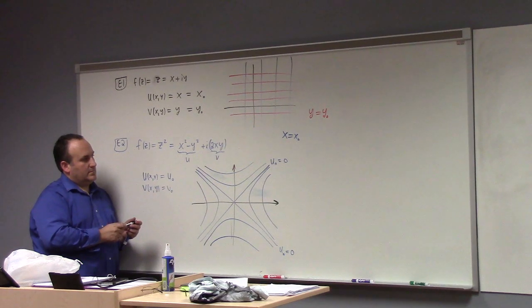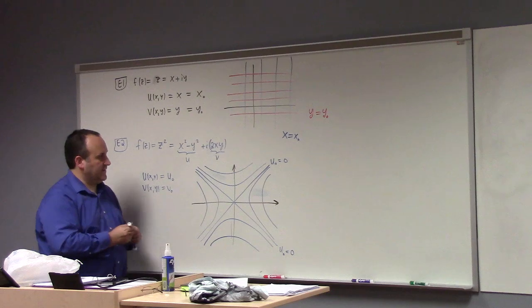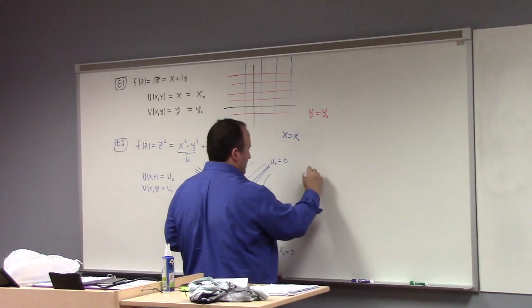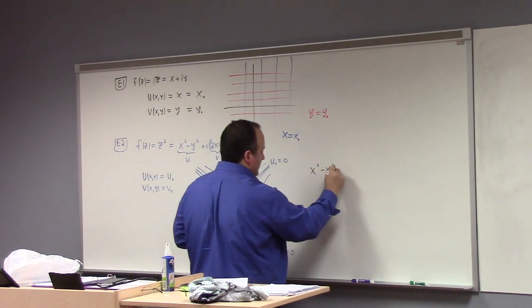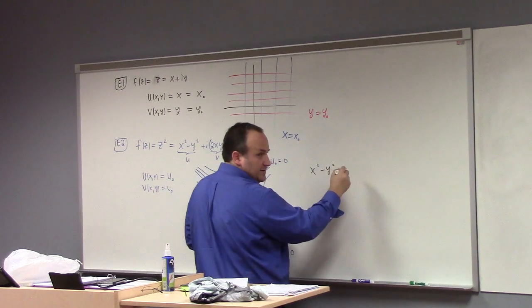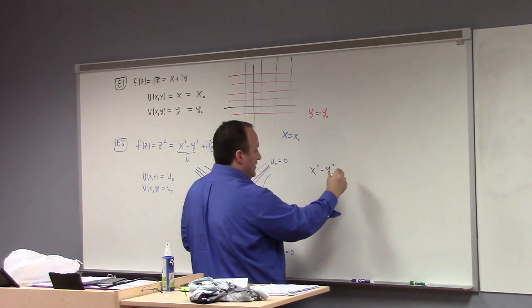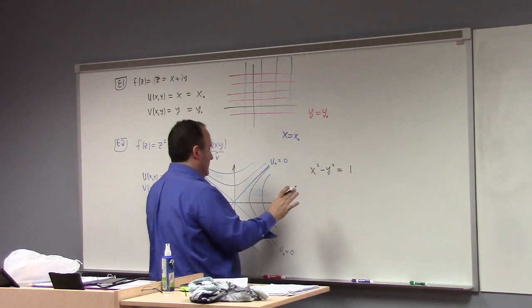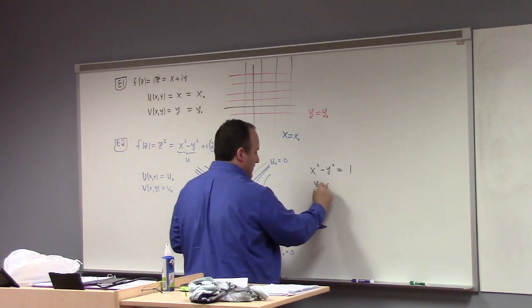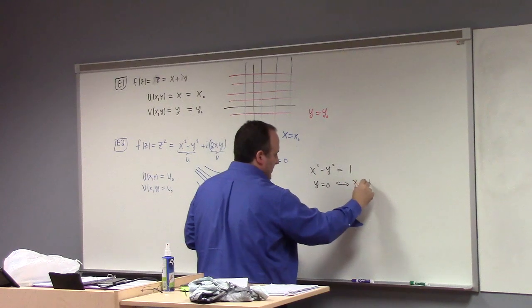If that's what you're asking. All right, let's try that. So for instance, x squared minus y squared equals minus 1 or 1? 1. All right. So then if we put y equals 0, we get x is plus or minus 1, right?